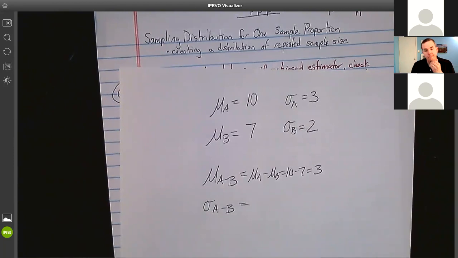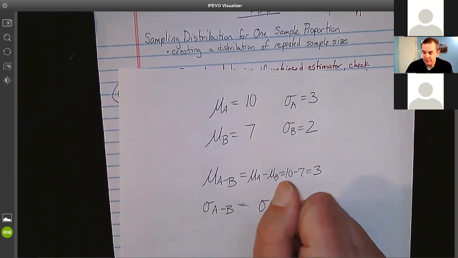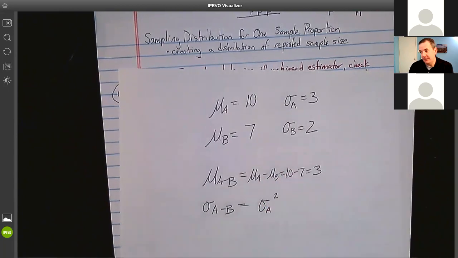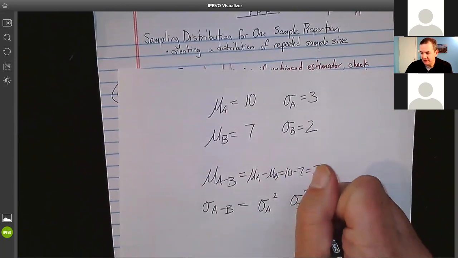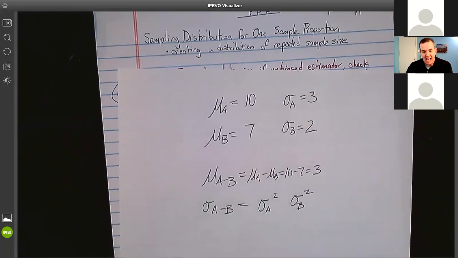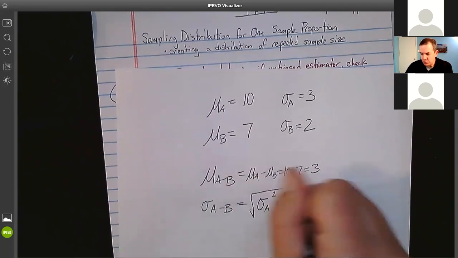Nope. Remember, standard deviations got more work. I needed to turn the first standard deviation into a variance. I needed to turn the second standard deviation into a variance. I always add them, and then I take the square root of it.